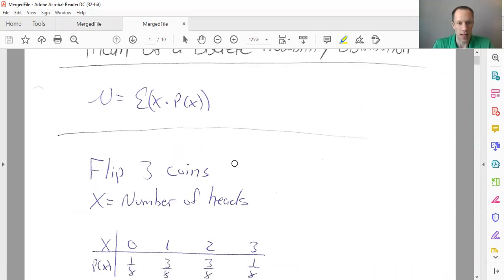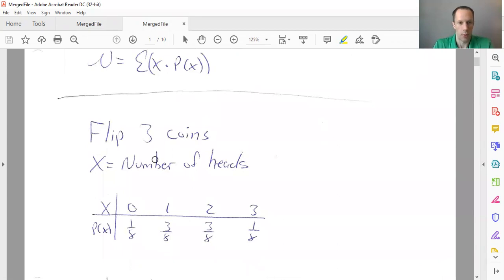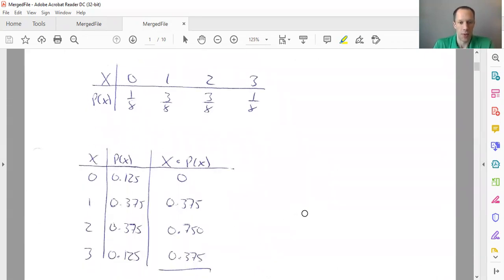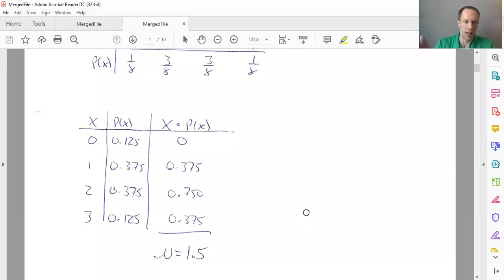So let's take a look at that distribution that we just came up with, where we flipped 3 coins and counted the number of heads. So here was the distribution that we came up with. Now, whenever I'm calculating the mean of a distribution, I usually like to put the table in vertical form, and I like to express the probabilities as decimals.